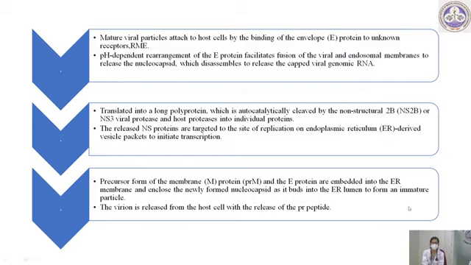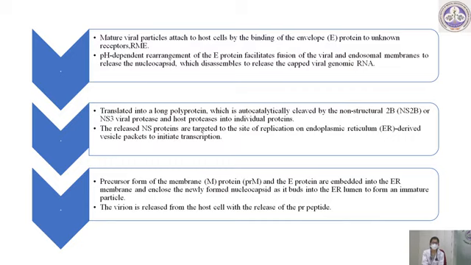Then pH-dependent rearrangement of the envelope protein facilitates the fusion of the viral and endosomal membranes to release the nucleocapsid, which disassembles to release the capped viral genomic RNA. This is then translated into a long polyprotein, which is cleaved by the non-structural 2B or NS3 viral proteases and host proteases into individual proteins. The released NS proteins are targeted to the site of replication in the endoplasmic reticulum to initiate the transcription.